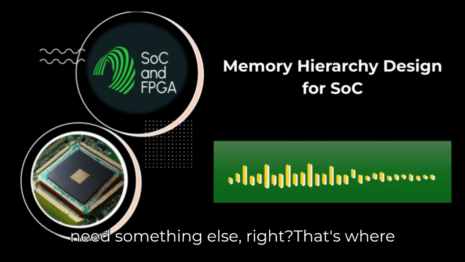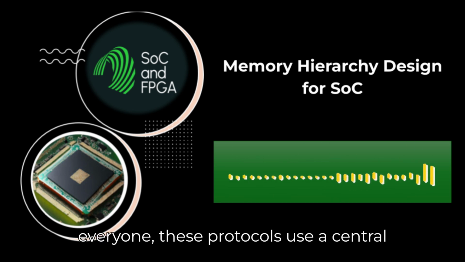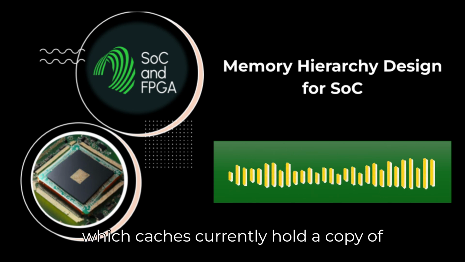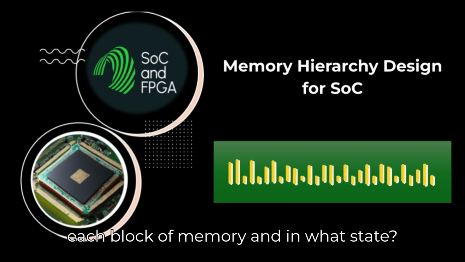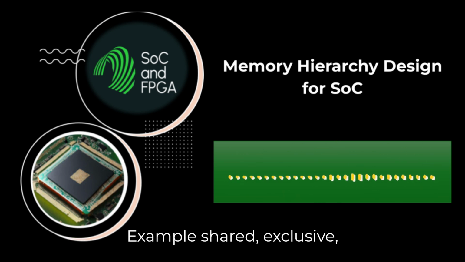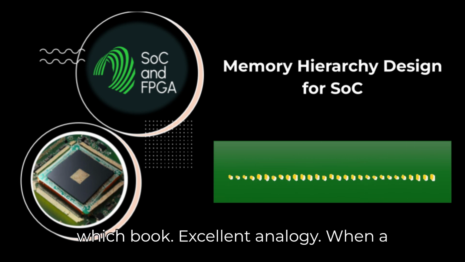Right. That's where directory-based protocols come in. Instead of broadcasting everything to everyone, these protocols use a central directory. This directory keeps track of which caches currently hold a copy of each block of memory, and in what state. For example, shared, exclusive, modified. So it's like a central librarian knowing who has checked out which book.